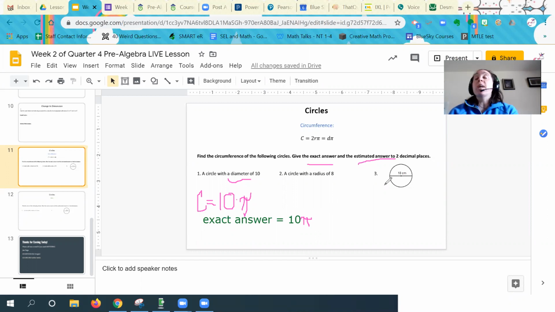since we have a diameter, we don't really need the radius formula. So we just use the diameter one, the diameter times pi. And that tells us the distance around this particular circle is 10 pi.